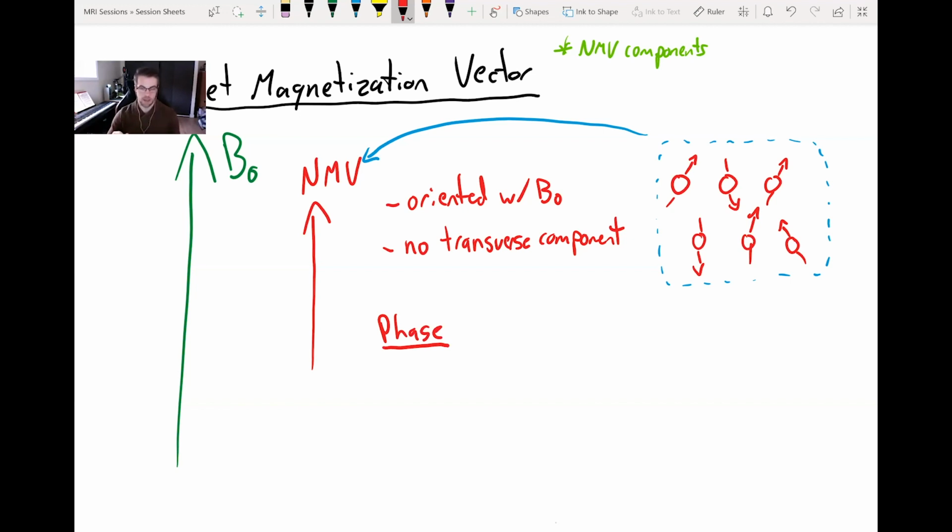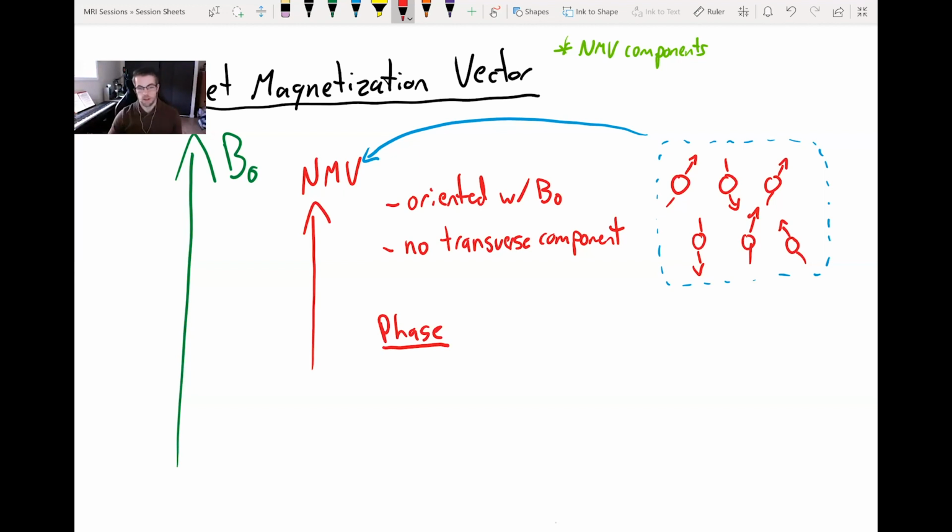Now, when we have hydrogen atoms that are in the B0 field, the hydrogen atoms tend to orient upwards or downwards with the main magnetic field, and there actually are always more hydrogen atoms oriented upwards than downwards. Thanks for bringing this up, because that's a concept that I just glossed over, but it is quite important. So we know that hydrogen atoms can either be oriented up or down, but there's a reason that more hydrogen atoms are always oriented upwards.